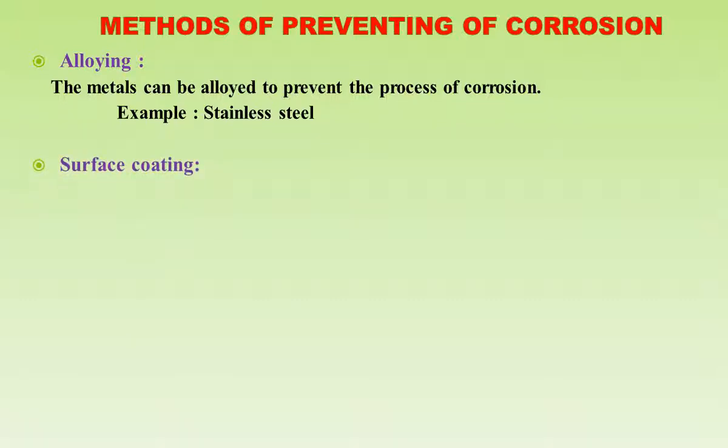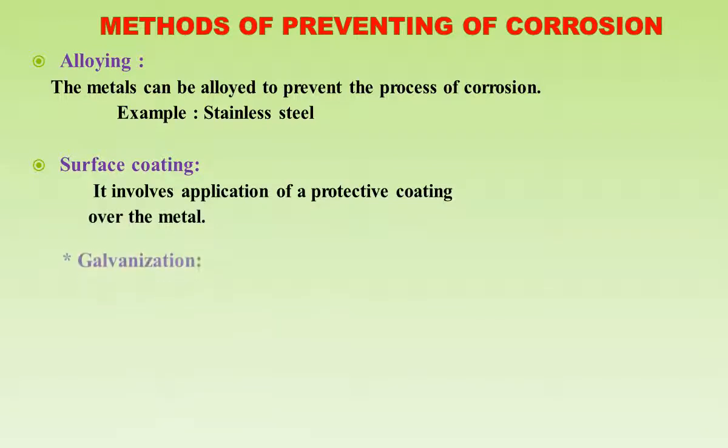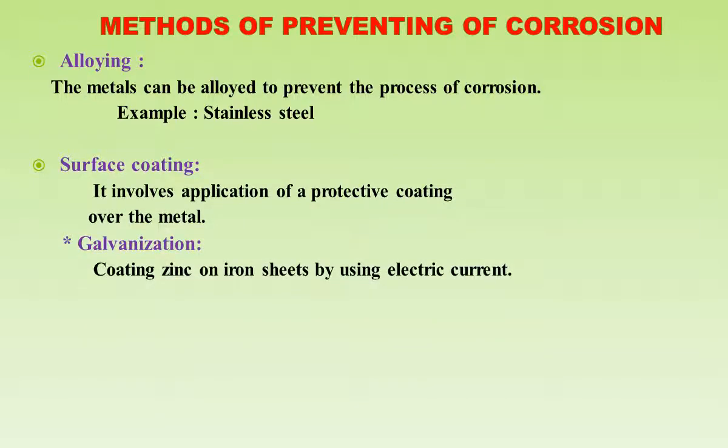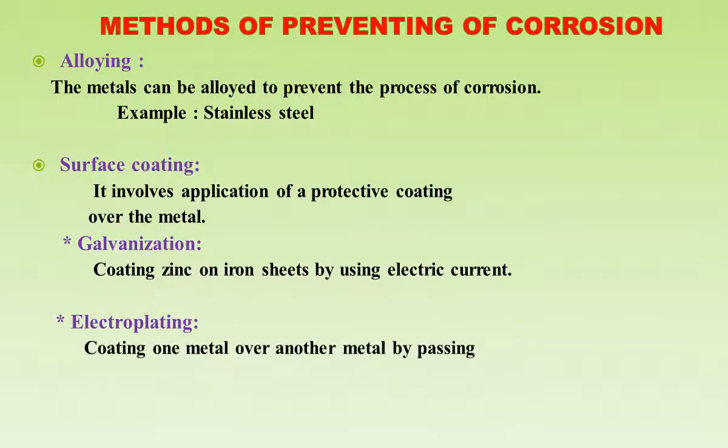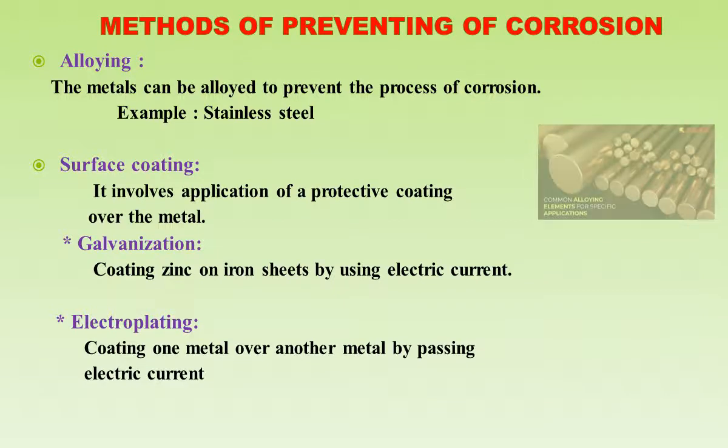Surface coating has various types. First one is galvanization. Galvanization means coating of zinc on iron sheets by using electric current. If an iron sheet is coated with zinc using electric current, it will prevent corrosion. Second one is electroplating. Electroplating means metal over another metal, so coating of one metal over another metal by passing the electric current. That is called electroplating.